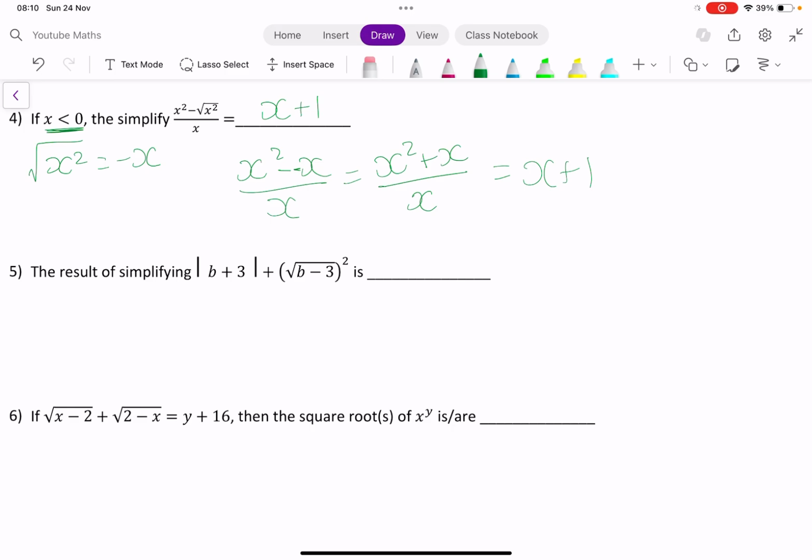Number 5, simplify this. We have got the absolute value of b plus 3. Now firstly let's look in the root because that's the important one. So we've got b minus 3, it has to be greater than or equal to 0, so b has to be greater than or equal to 3. So no matter what b takes, b plus 3 will always be positive. Always. Because the lowest number it can be is 3, and 3 plus 3 is 6, and everything's going to go higher from there.